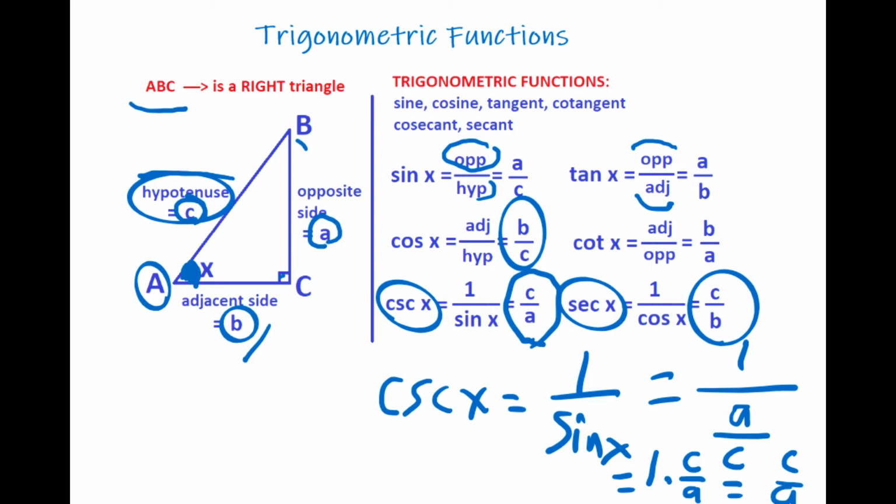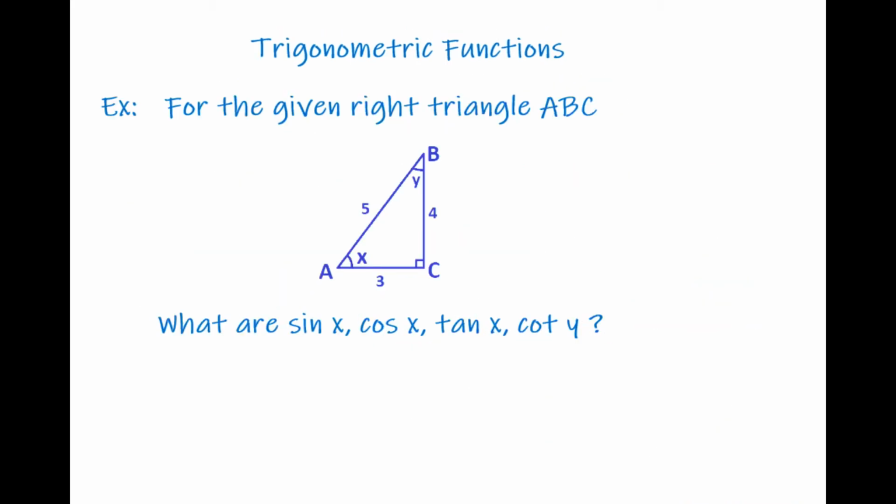Let's take a look at some questions regarding these functions. We have our first example, and it says, for the given right triangle ABC, what are sine of x, cosine of x, tangent x, and cotangent y? Let's find sine of x first. As I said before, sine of x is the opposite side divided by the hypotenuse. We look at the situation from angle x. According to angle x, the opposite side is 4 and the hypotenuse is 5, so this is equal to 4 divided by 5.